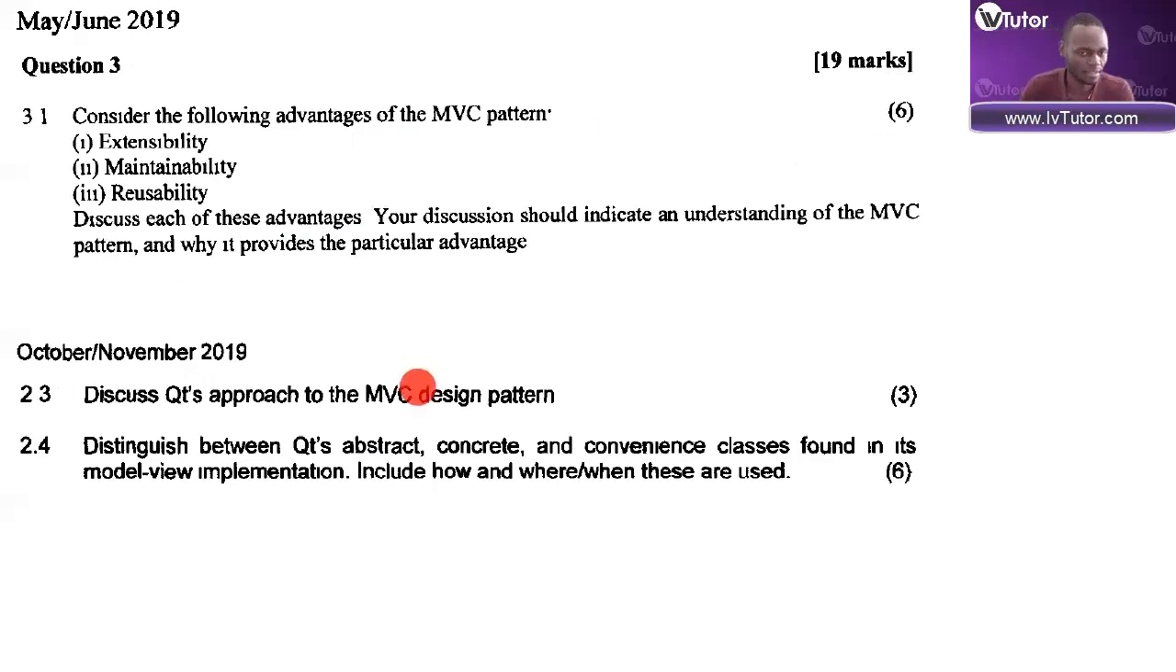We combine the V and the C and we form the MV framework. And in the MV framework, we don't have a controller, we've got a delegate, and then you can explain it whichever way you want. But those are the main core points you should bring out when explaining Qt's approach to the MVC design pattern. And the delegate is or can be seen as playing the role of a controller.